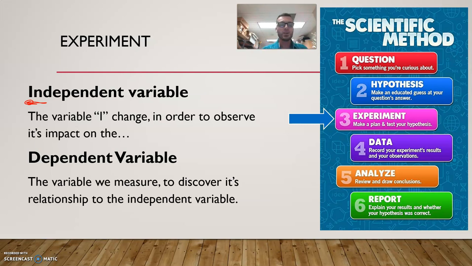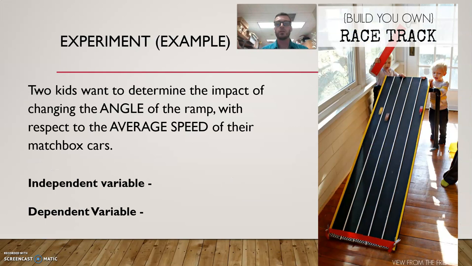The independent variable is the variable that I change in order to observe that change's impact on the dependent variable, and that's going to depend on what we did with the independent variable. So the dependent variable is the one that we measure to discover its relationship to the independent variable. So at this point, you may be like, oh, whoa, okay, I got these new terms flying at me. Can you give me an example of what that might look like?